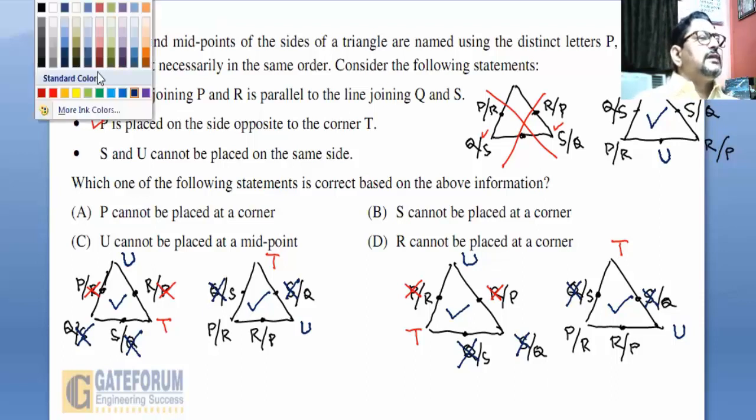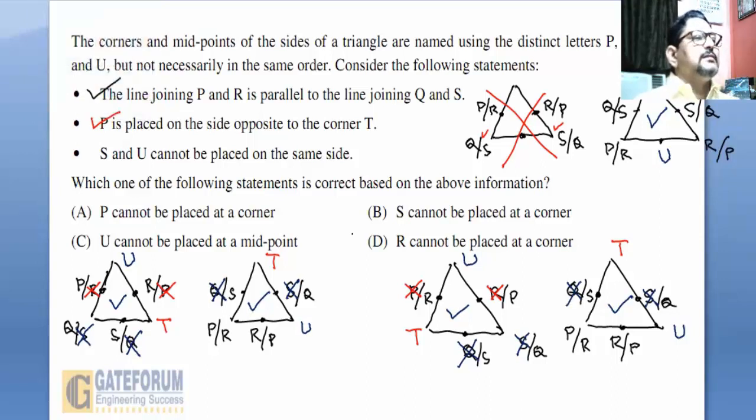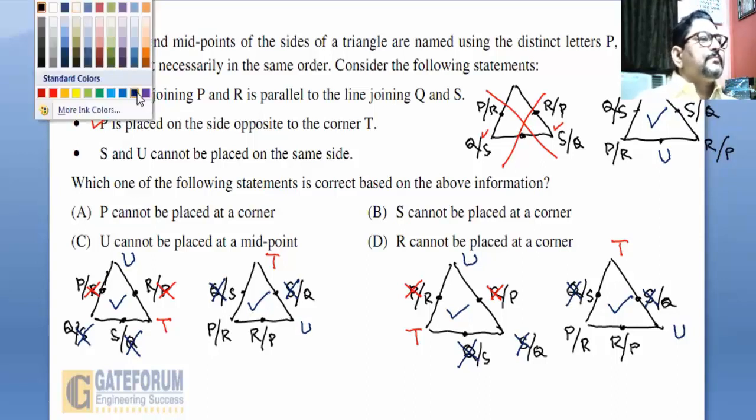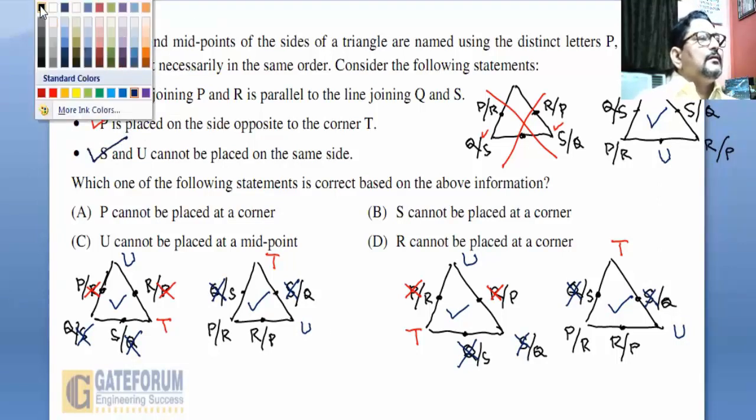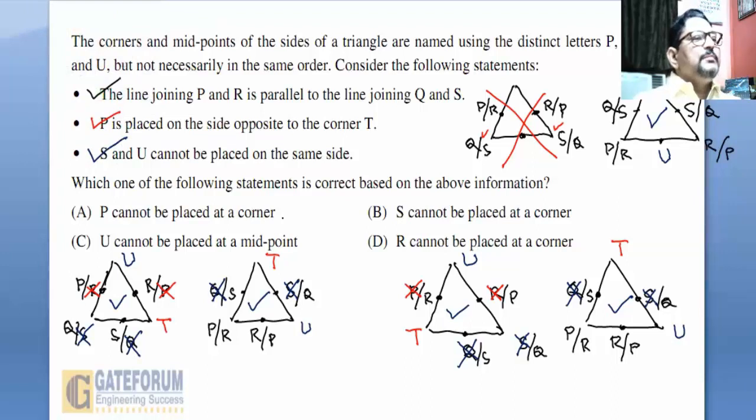Now let us look at the options, having done all this. By the way, the blue one was the third one. See, P cannot be placed at a corner, they have said. But here, if you notice, P is placed at a corner, and in any one of the corners P can be placed. So this is absolutely false. If in one case it is rendered false, then we don't have to look at the others, right? So it's false here. So this is not true.